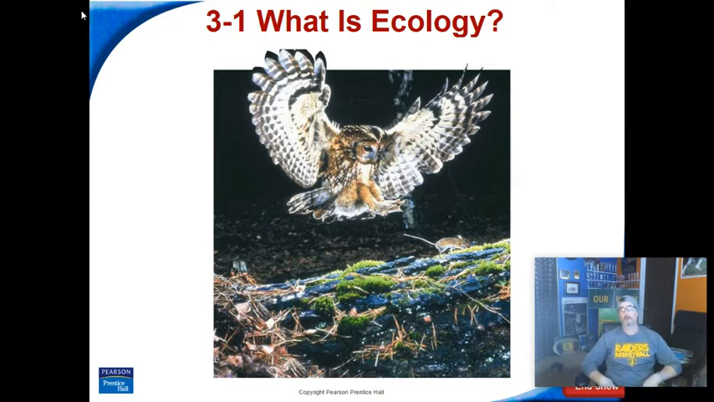Remember, as with all class notes, they need to be numbered. These notes are going to be numbered 1 through 6. And they also need to be in Cornell note style with the questions on the left and the answers on the right.